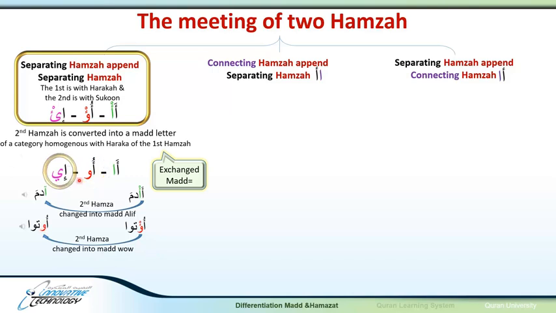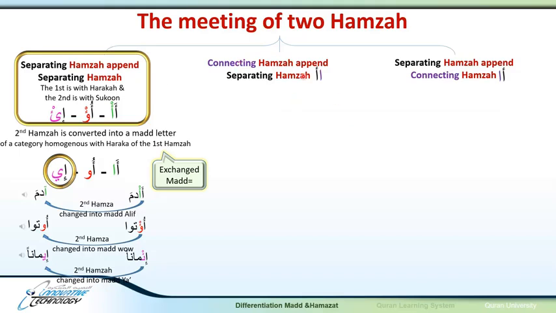The third example is the I converted into E, as in i'imana would be pronounced iimana. إيمانا So the second hamza is changed into a mad ya.